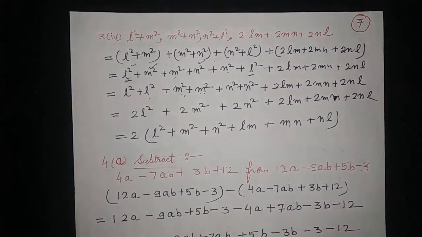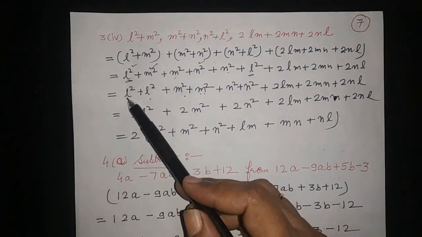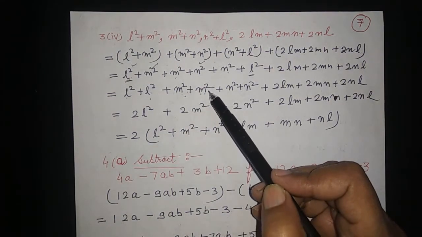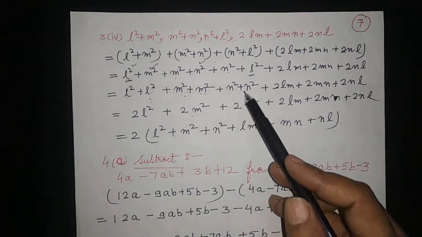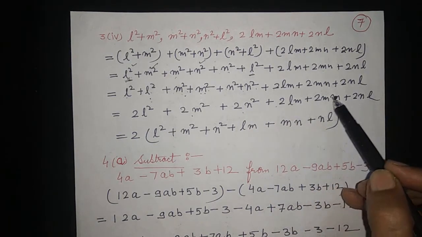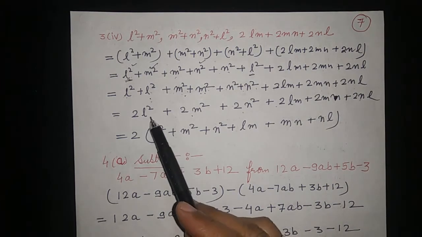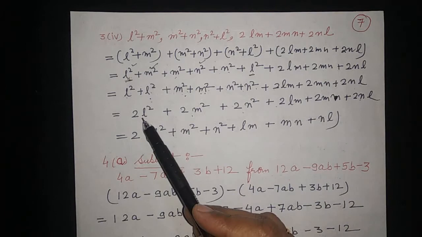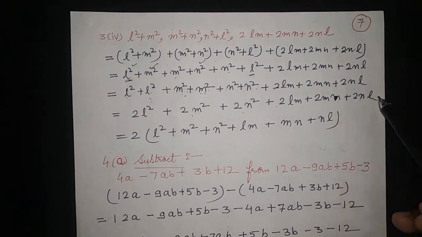Now we will solve it on the basis of signs. Now L square plus L square, 2L square we will get. M square and M square, we will get 2M square. Plus N square plus N square, 2N square. Then plus 2LM plus 2MN plus 2NL we will write. After this step we can see 2 is with each term. 2 is with L square, with M square, with N square, with LM, with MN, with NL.